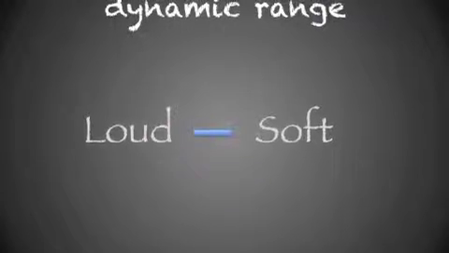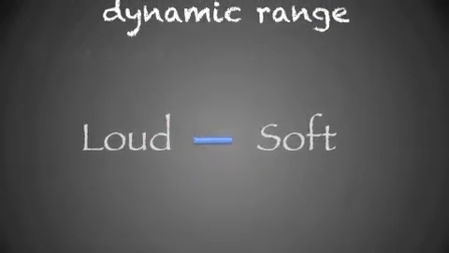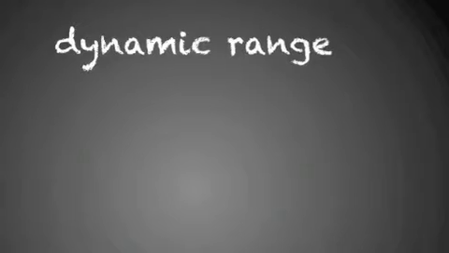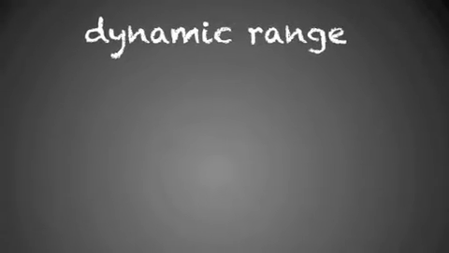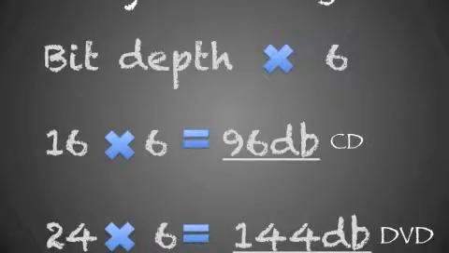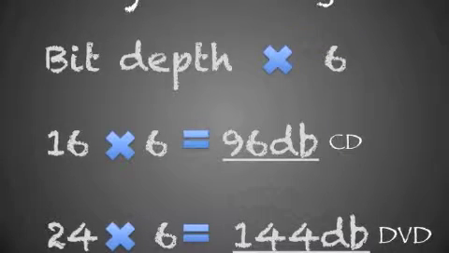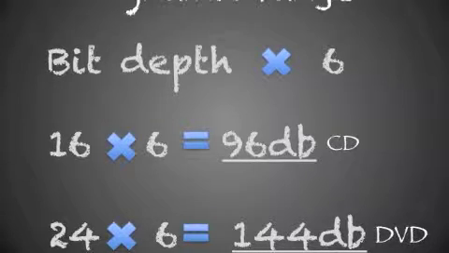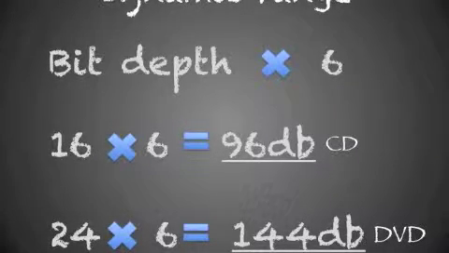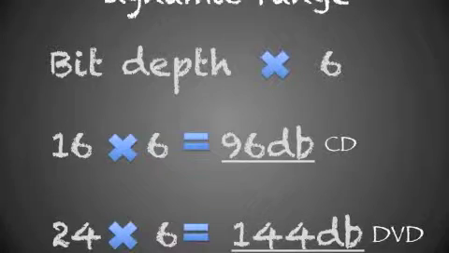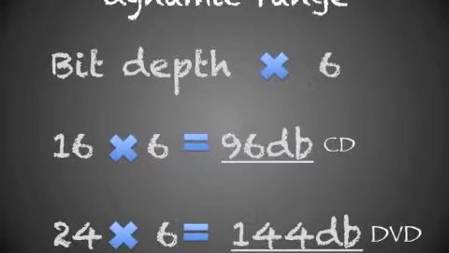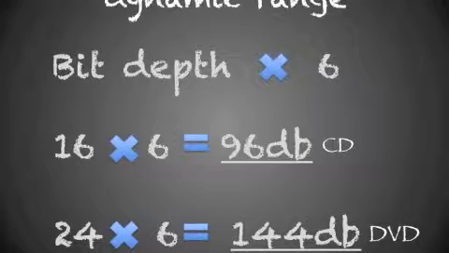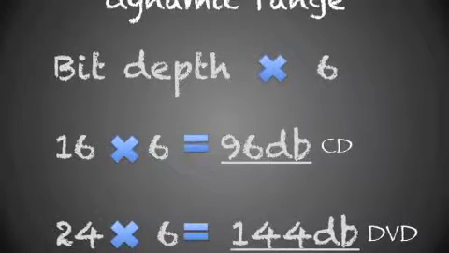The higher the bit depth, the more dynamic range, the difference from the loud to the soft, that you can hear. To calculate the dynamic range, multiply the bit depth times 6. CDs, 16-bit times 6, that's 96 dB of dynamic range. DVDs, well, those are 24. Multiply that times 6, and that's 144.